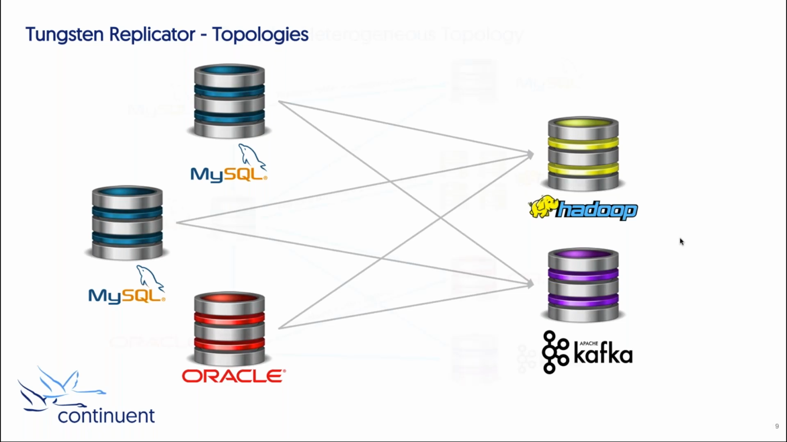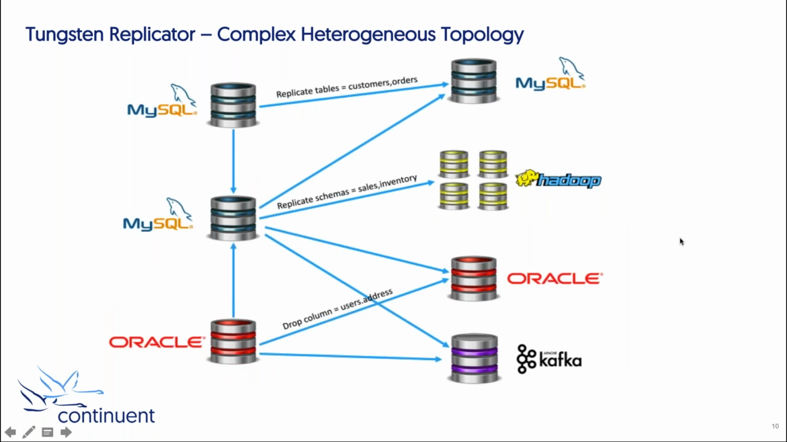One step further, this is a highly complex mix of fan-in and fan-out, combined with various filtering rules to exclude and include data, both at table level, schema level here, and we also have drop column, so we can exclude even down to the column level. All of these filters are available right out of the box.